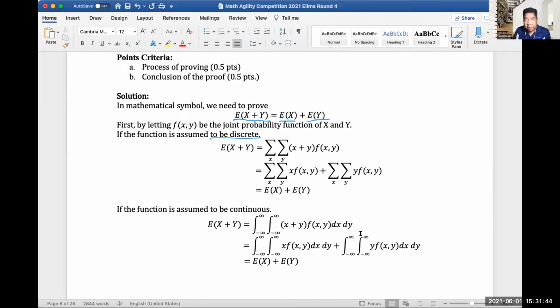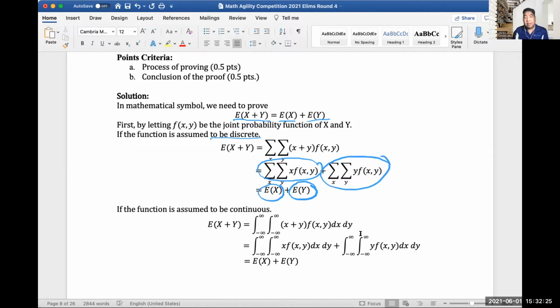So when we assume that it's discrete, the formula would be E of quantity x plus y. So the expectation of the random variable x plus y would be the summation over x and summation over y of quantity x plus y, times the function of x and y. So we can split this into two, distributed. So summation over x and y of x times f of x and y, plus summation over x and summation over y of y times f of x and y. So the first part would be equal to the expectation of x, and the second term would be the expectation of y.